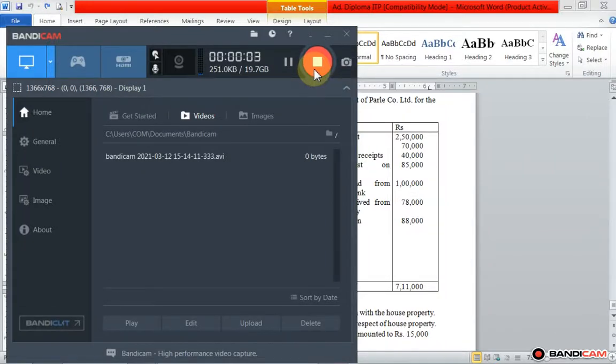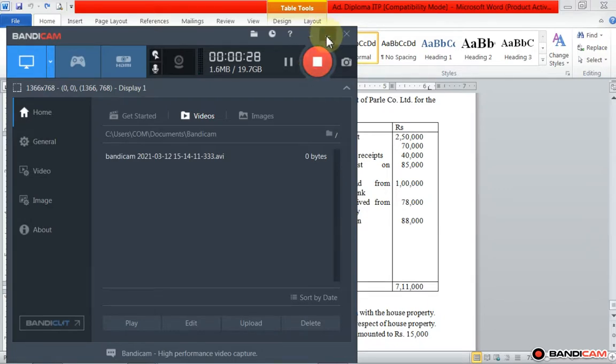Hello students, in our last lecture we studied the computation of taxable income and tax liability of a company. In today's lecture we are going to solve a last problem on computation of total taxable income and tax liability of a company.